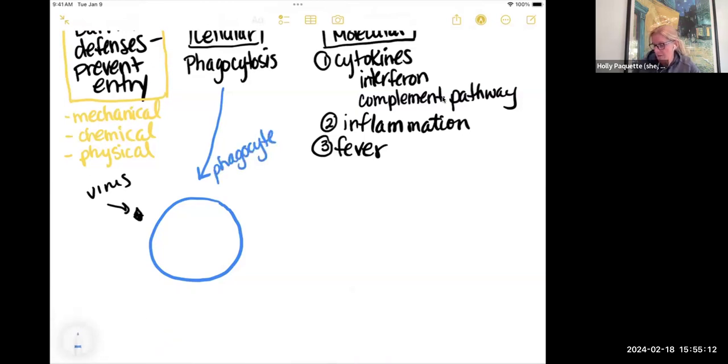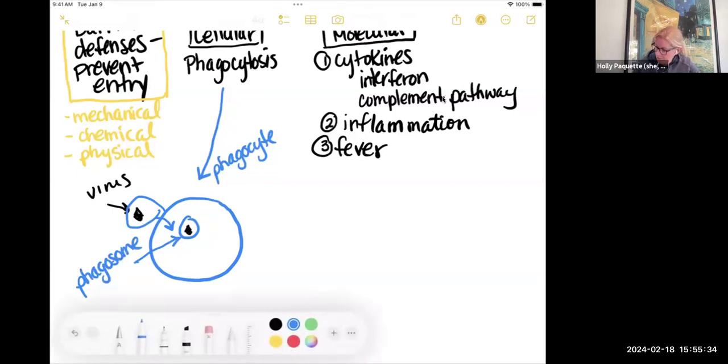And what happens is when this comes in contact with a virus is that it will basically eat this up. It will take this and bring it in. And at this point, we put that virus in there. This is actually called a phagosome at this point.